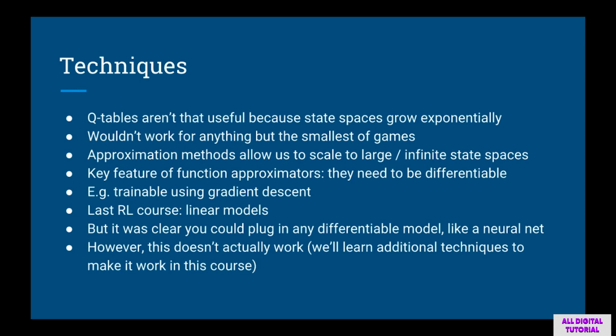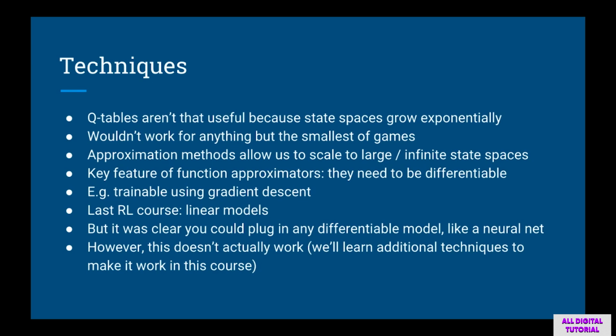Then we saw that Q tables aren't that useful because state spaces generally grow exponentially, and so we wouldn't be able to use them for anything but the smallest of games. We then looked at approximation methods which allow us to scale to large and possibly infinite state spaces. One key feature of the function approximators we use for reinforcement learning is that they are differentiable. In other words, we can train them using gradient descent, which you learned about in earlier deep learning courses.